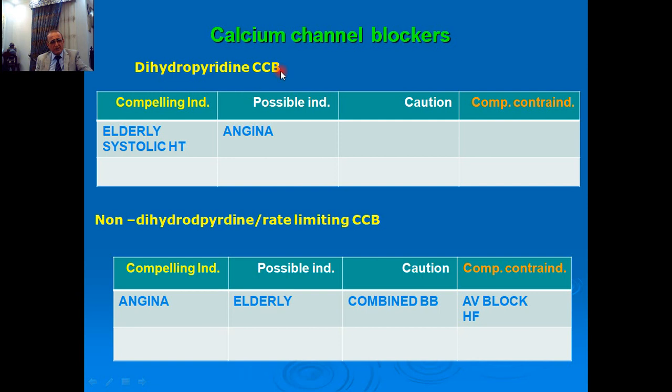Calcium channel blockers. The dihydropyridines, amlodipine and nifedipine, are compelling in the elderly and in systolic hypertension. In angina, possible; they have no complete contraindication. Diltiazem can be given in angina and in the elderly.